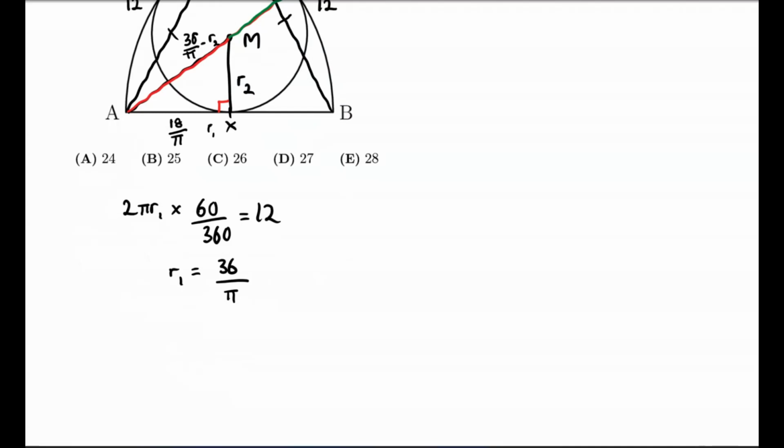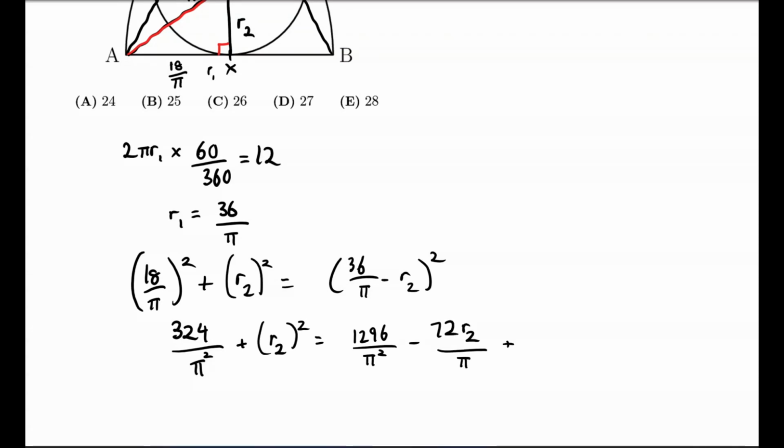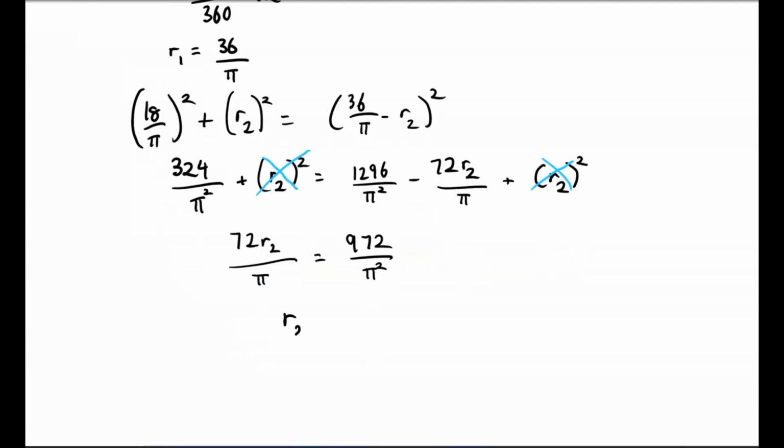So using Pythagoras' theorem, we have that (18 over pi) squared plus R2 squared is equal to (36 over pi minus R2) squared. Expanding both sides, we get 324 over pi squared plus R2 squared is equal to 1296 over pi squared minus 72 R2 over pi plus R2 squared. Now we can cancel out the R2 squareds from both sides. Rearranging, we get that 72 R2 over pi is equal to 972 over pi squared, or R2 is equal to 27 over 2 pi.